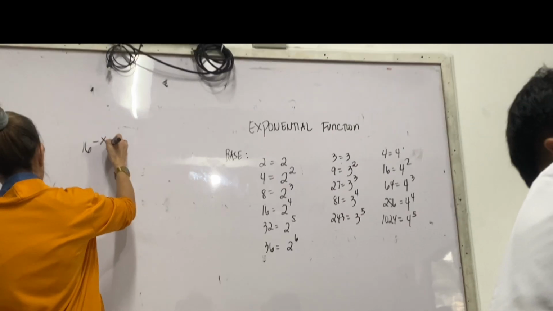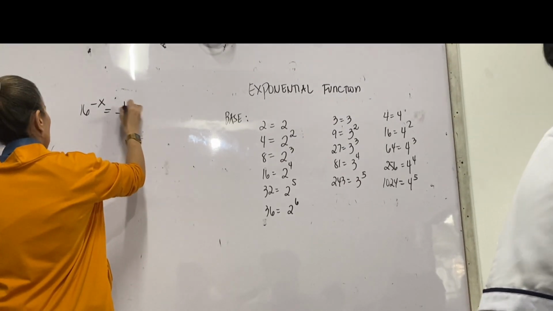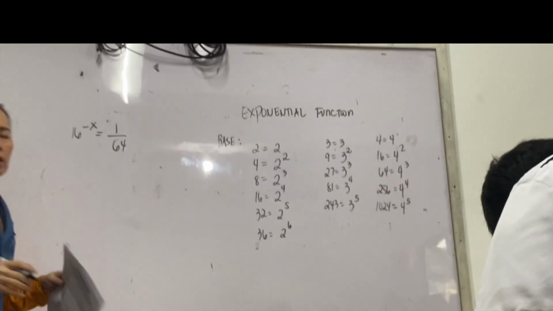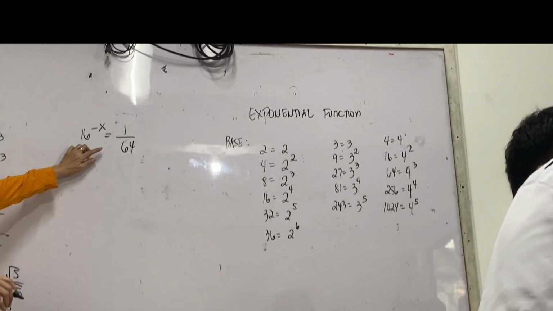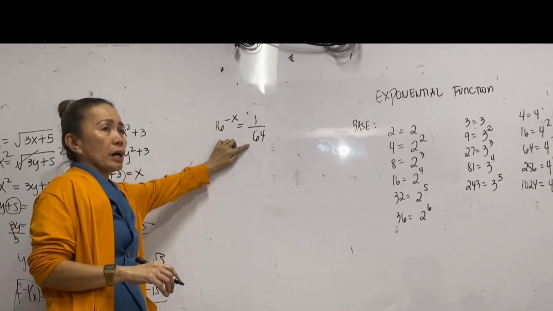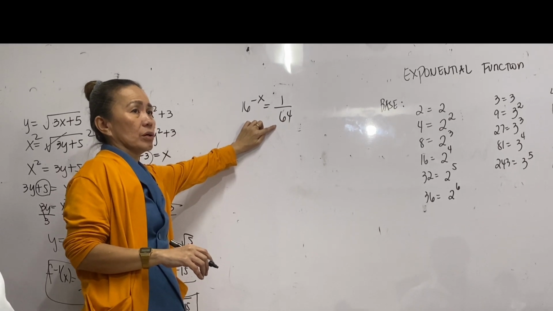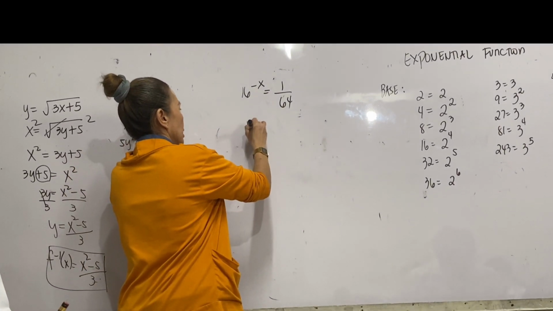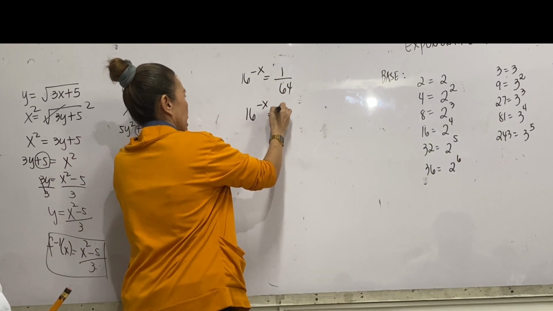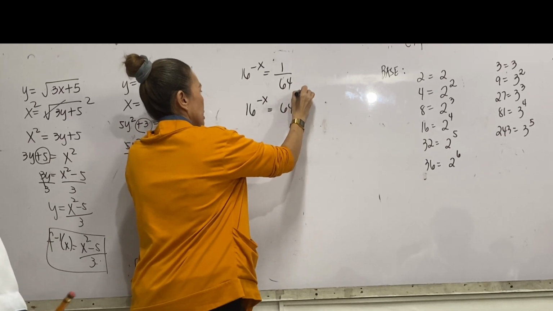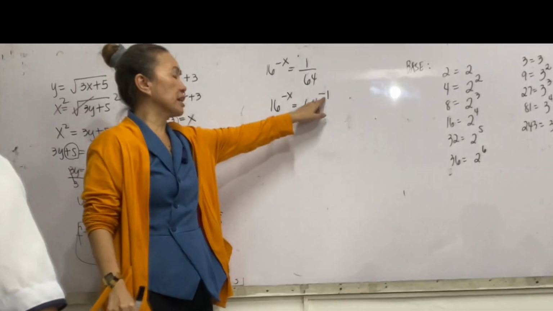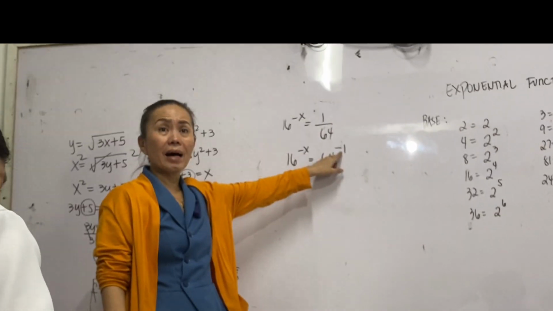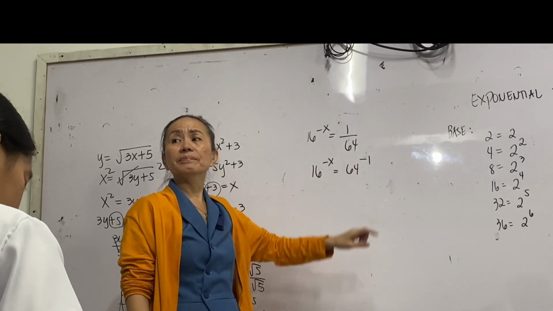16 raised to negative x is equal to 1 over 64. Okay, gagawin po natin muna siyang whole number. Pag po ganito, ibig sabihin ito ay 16 raised to negative x is 64 raised to negative 1. Kasi di ba pag sabi ko, pag exponent na ganito, ibababa? Nagkakaintindihan ba?